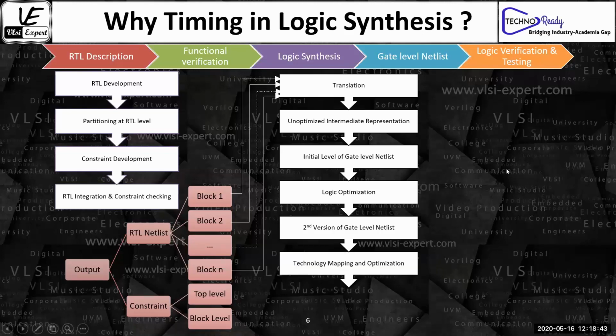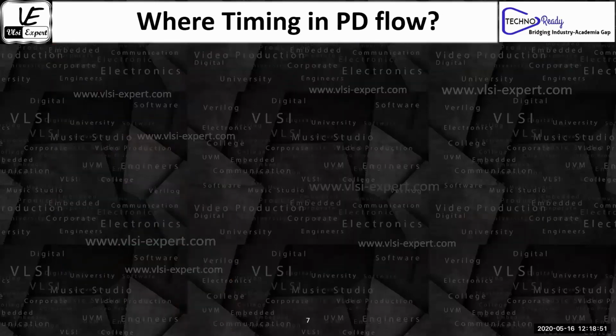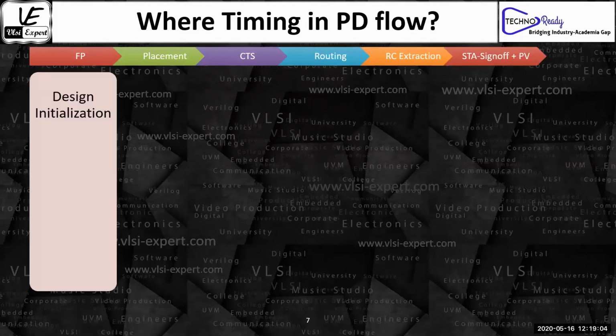In terms of technology mapping, I already explained how the lib is going to play a very important role, and then we will get the optimized gate level netlist. That's a part of synthesis. And once you have an optimized gate level netlist, you will just pass it to the PD people, and like I have explained, there are separate stages.